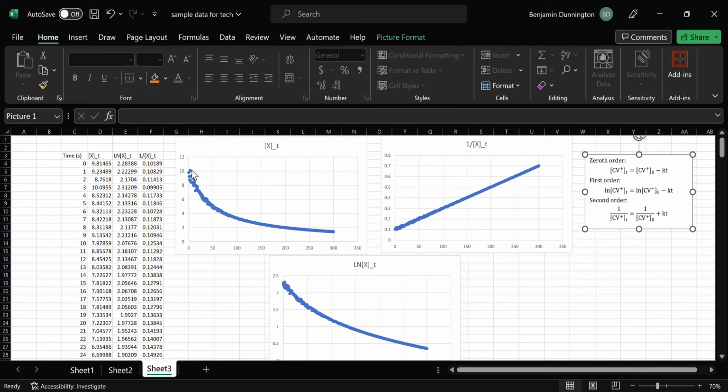So I can look and see concentration versus time. That definitely is not a straight line, right? We can see there's the bow to it. Log of X versus time also looks a little bent. 1 over X versus time looks pretty straight. So that's a good sign.